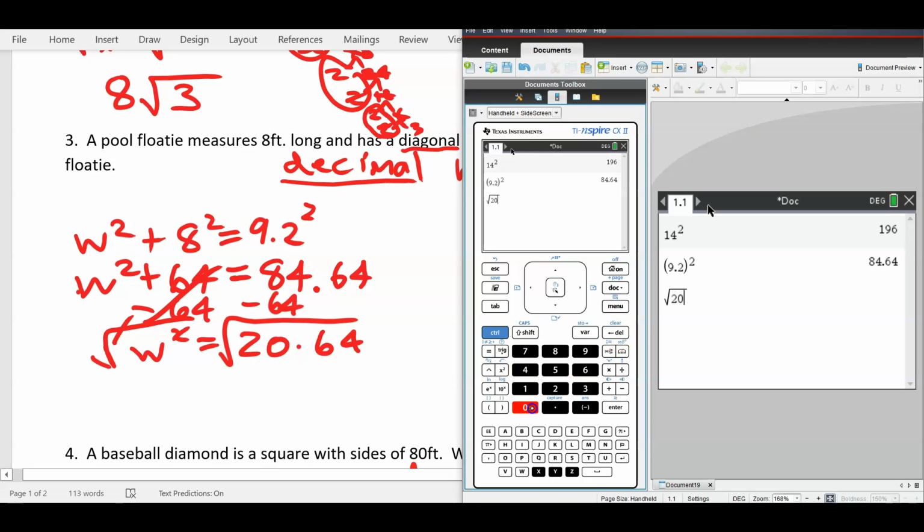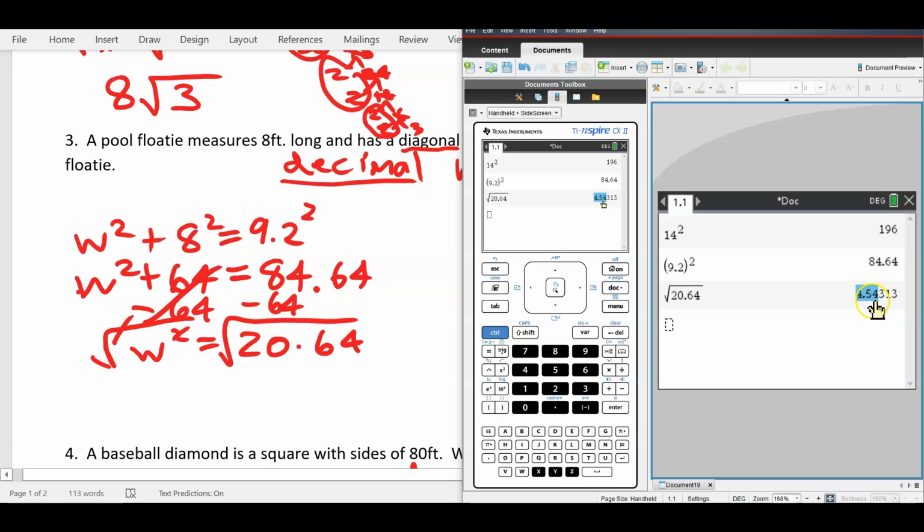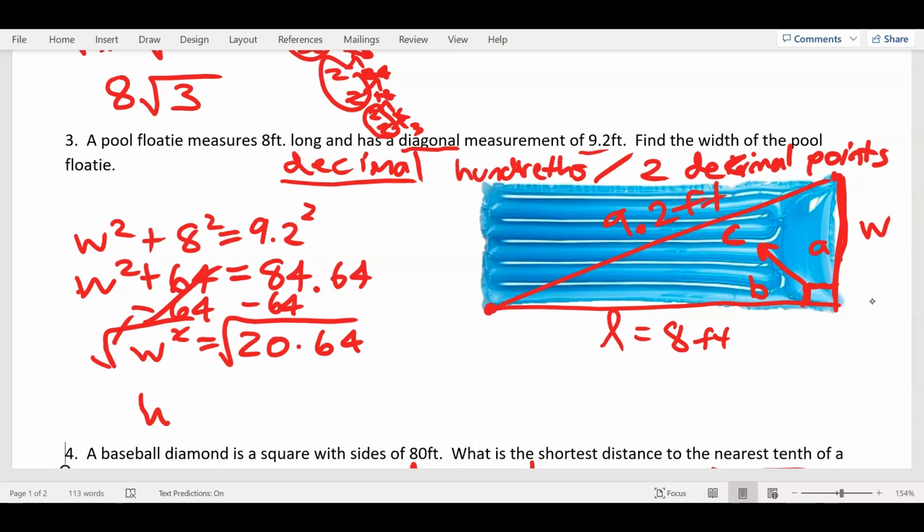So you've got to type in 20.64 and actually hit enter and round it to the nearest hundredth, which is 2 to the right of the decimal point. So right here, this 3 makes this 4 stay the same. It's 4.54. And my units of measure are feet. Okay, 4.54 feet.